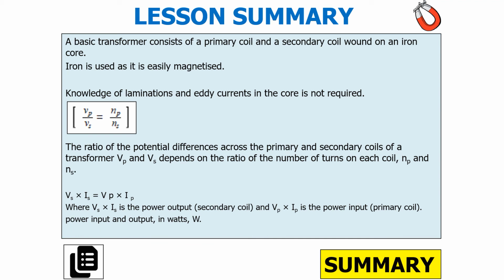So what do we know? A basic transformer consists of a primary coil and a secondary coil wound on an iron core, which can be easily magnetized. You should know the equation of Vp over Vs equals Np over Ns, and Vs times by Is equals Vp times by Ip.